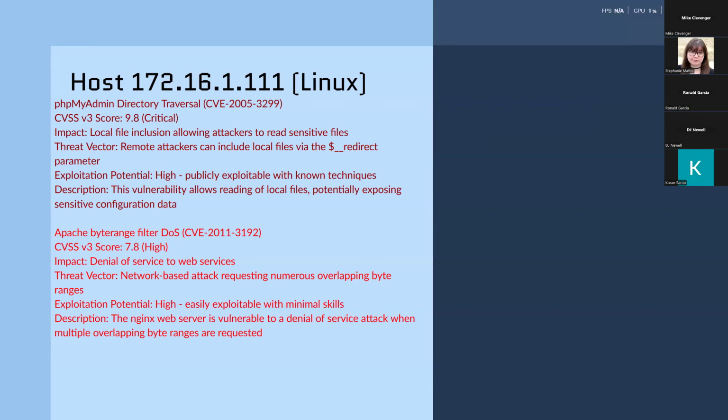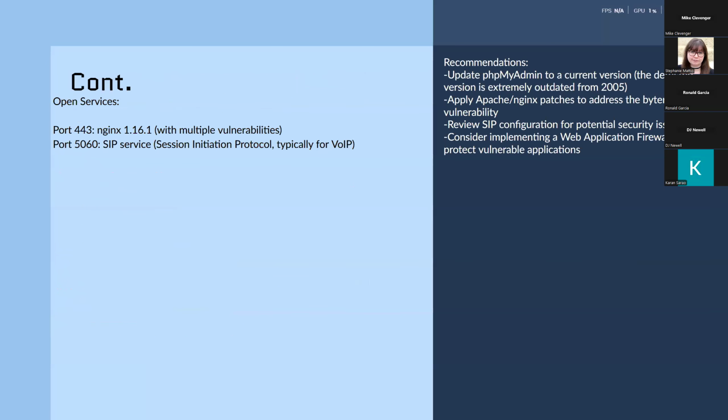Next we have Apache byte range filter DOS. This is a CVSS score of 7.8, and this is going to be impact of basically denial of service to the web services. And then threat vector is network based. It's going to attack requesting numerous overlapping byte ranges, and this is high exploitation potential. It's easily exploitable, and it doesn't require a whole lot of skills or knowledge. The Nginx web server is going to be vulnerable to denial of service attack when multiple overlapping byte ranges are requested.